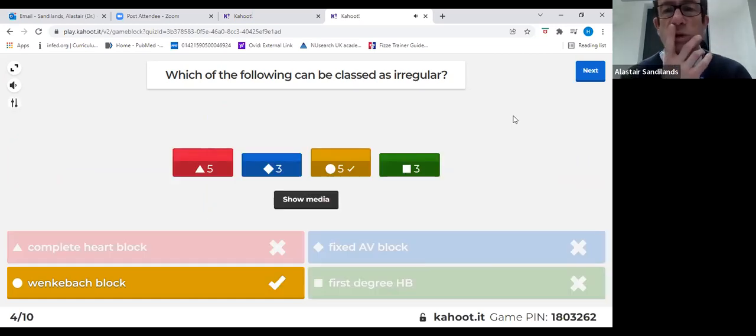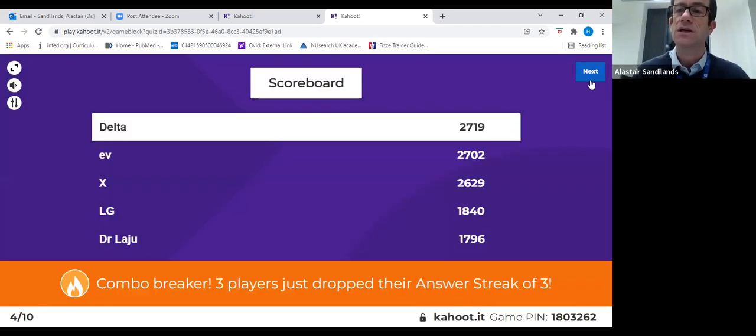Yes, so we talked last week about the rhythm. It's very important when you go through your algorithm that you look at the rhythm and which one's irregular. So Wenckebach block would be irregular, but complete heart block, fixed AV block, which is second degree AV block, Mobitz type 2, and first degree heart block, they're going to be regular rhythms. Whereas with Wenckebach block, you get progressive prolongation of the PR interval, and then the P drops, you don't get the P going to the QRS. And actually that would be an irregular rhythm, okay?